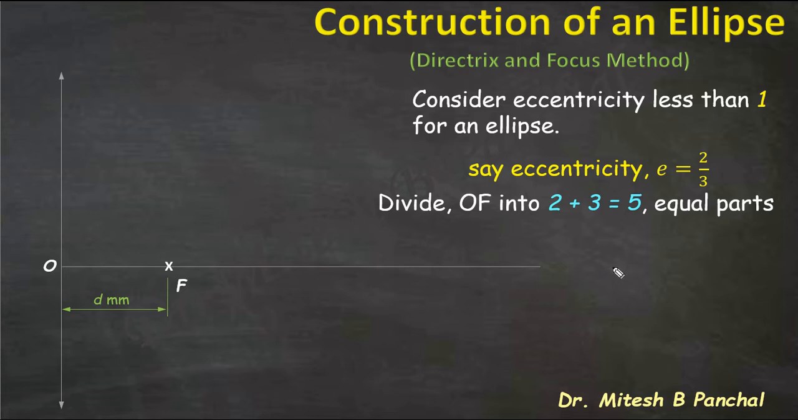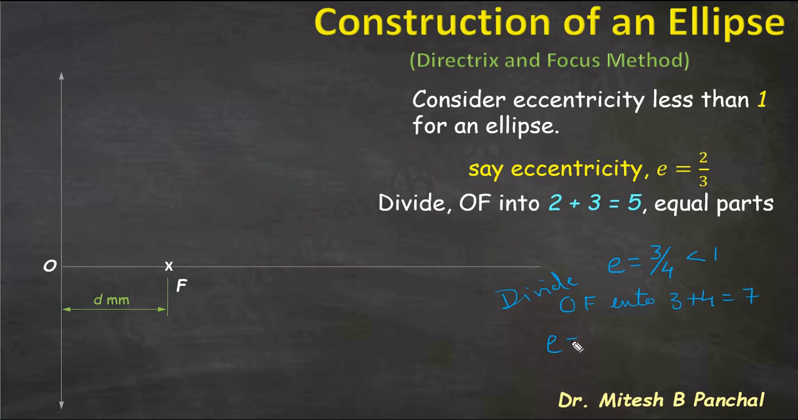Suppose eccentricity E is given as 3 by 4, which is also less than 1. In that case, you have to divide OF into 3 plus 4, that is equal to 7 equal parts. Okay? Divide OF into 7 equal parts.